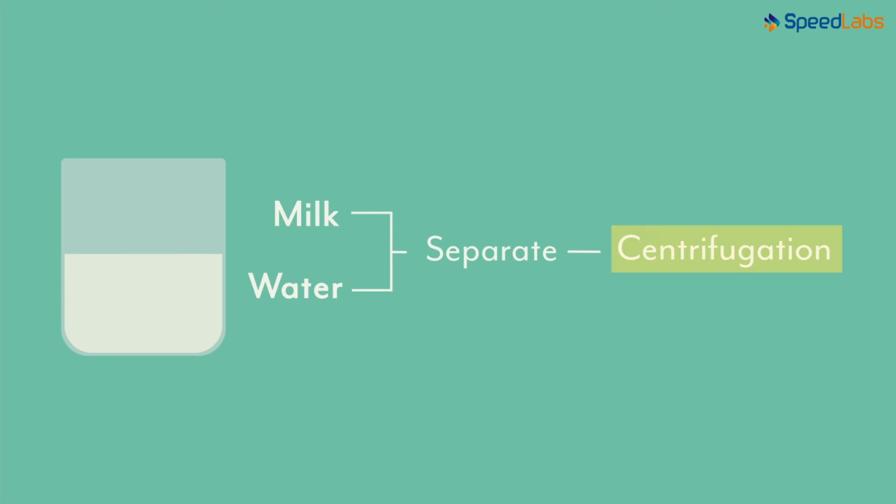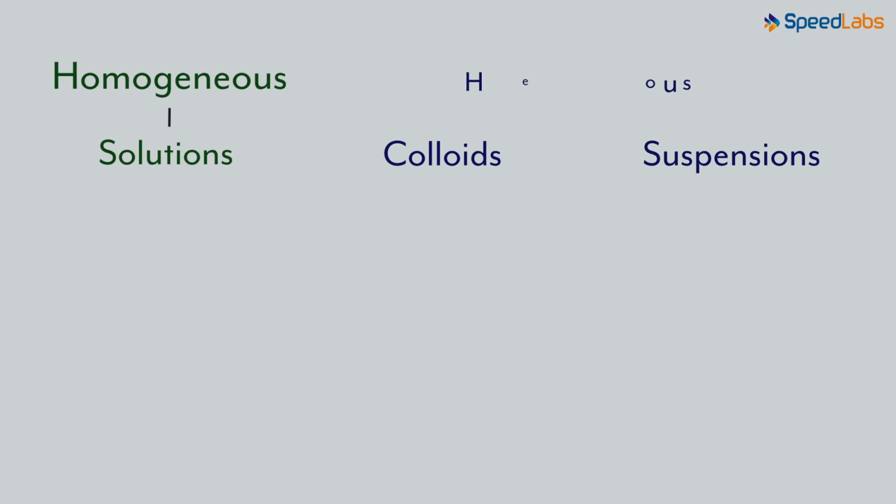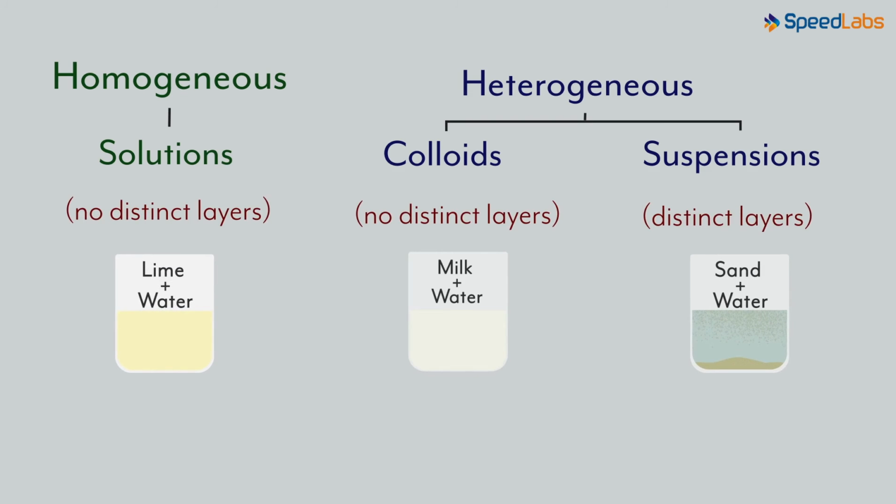Let's quickly recap what we've learned. A solution is a homogeneous mixture, while both colloids and suspensions are heterogeneous mixtures. Which of the three is easily distinguishable? Suspension, that's right. That is because when a suspension is left undisturbed for some time, the particles of the solute settle down. How do we easily distinguish between a solution and a colloid?